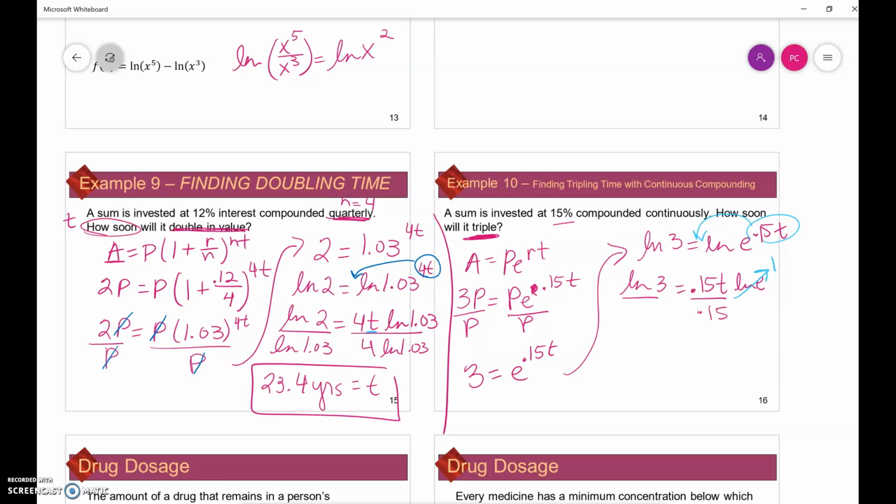So take a second and plug that in your calculator. And when you do, you should get 7.3. And again, that would be in years. So under these circumstances, for our money to triple, no matter how much we put in there, it's going to take about 7.3 years. All right, let's keep going.